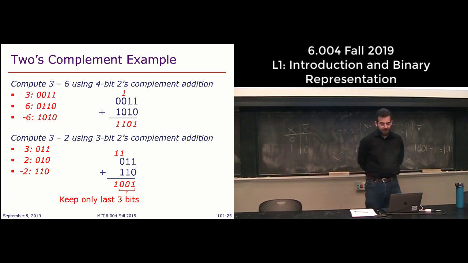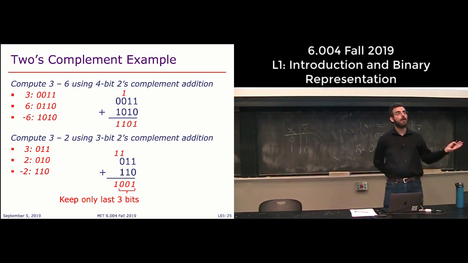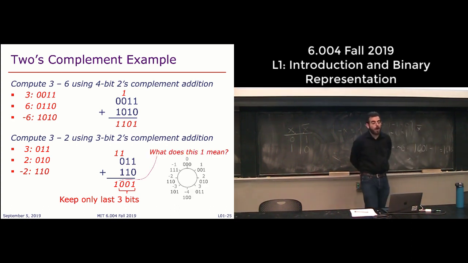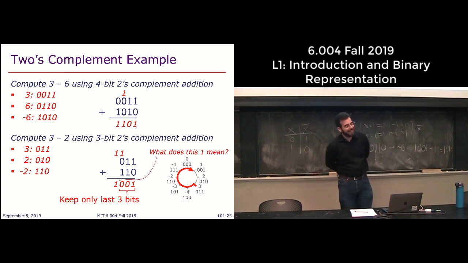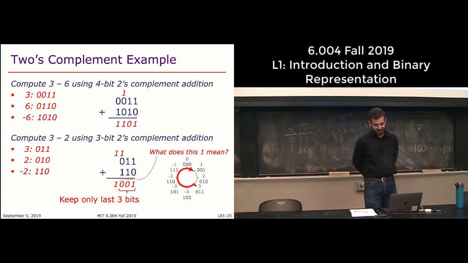So what do we do here? We expect to get 1. And remember, this is modular arithmetic, so we are only going to keep the last 3 bits. We're using 3-bit 2's complement representation. You throw out everything that is out of range. And this 1 is just telling us that we crossed 0. So we started with 3, and then we went all the way through 0 by adding negative 2, which is really 5 positions, or 6 positions.